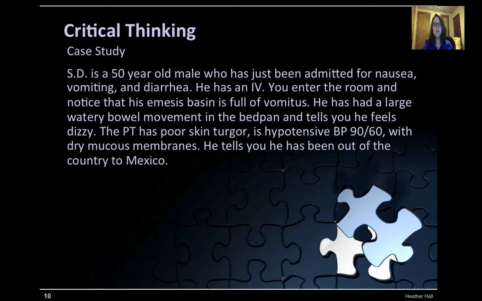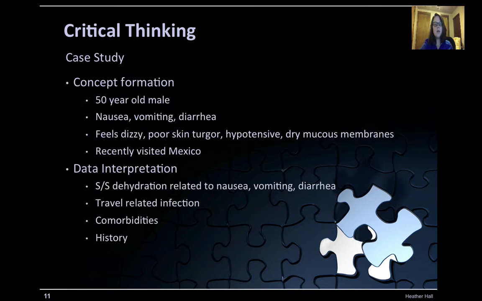So for the concept formation phase, we want to look at the patient's information and observations that we've made. I mean, he's 50 years old. He's got signs and symptoms of nausea, vomiting, diarrhea. Subsequently, he feels dizzy, he has poor skin turgor, he's hypotensive, and he has dry mucous membranes, and he recently visited Mexico. So data interpretation. We're going to look at his signs and symptoms. He has signs and symptoms of dehydration, and most likely related to his nausea, vomiting, or diarrhea. And it could be a travel-related infection. It could also be related to comorbidity, so we need a little more information. We need some history, more history on the patient.